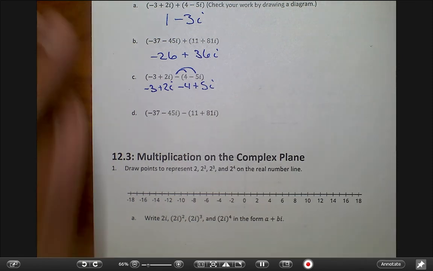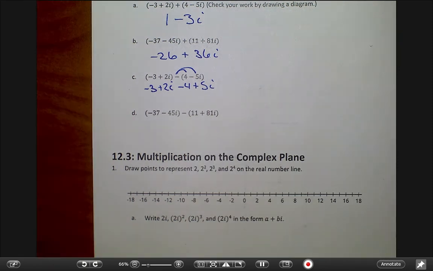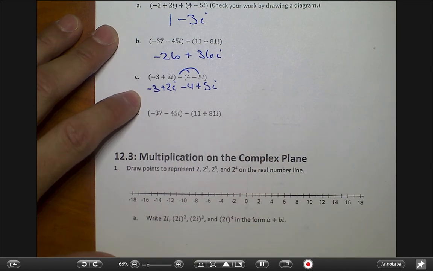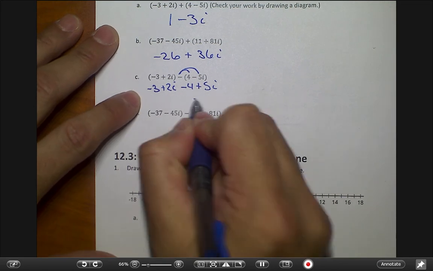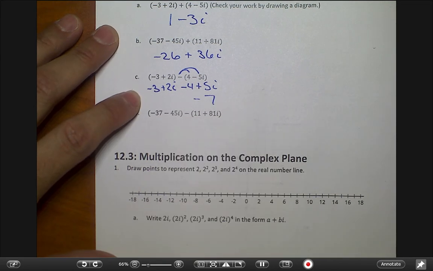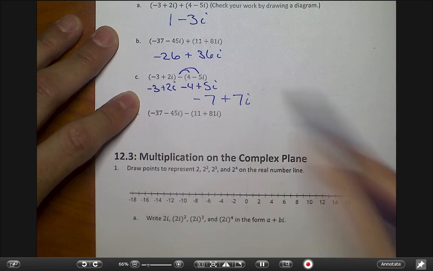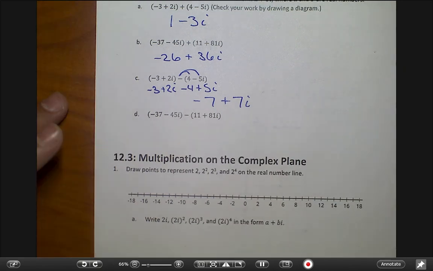So now I could actually do it on my graph. Now I could do this one on the graph, right? But first, let's actually do the math. What's my real? Negative 7. And what's my imaginary? Plus 7i.